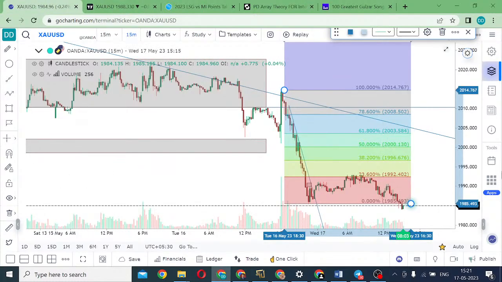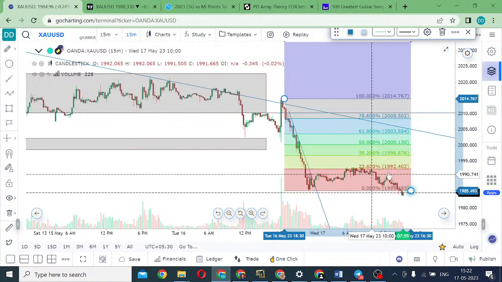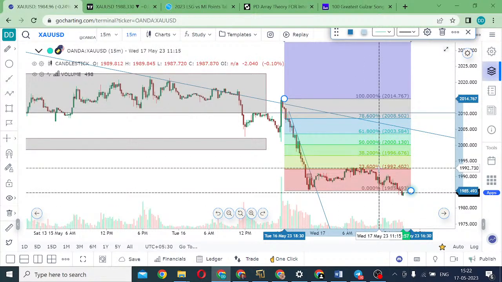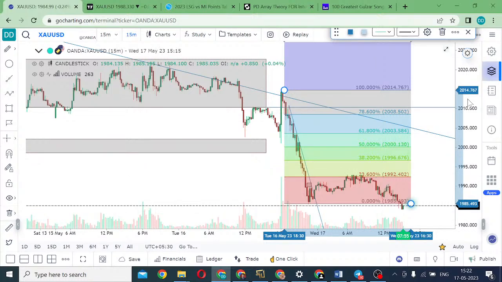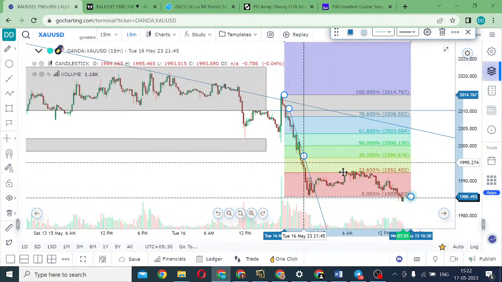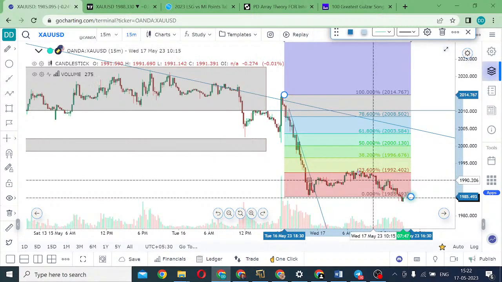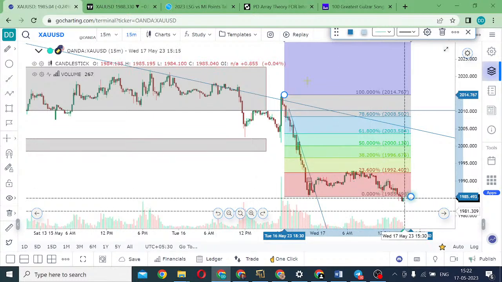People asked me gold, right? Gold, Jigar, I was clear. In some of the groups that I was a part of, I said whatever peaks it is making, it has to go and touch 1983, right? Now today Asia session, if you see, it started here, went up and came down. Yesterday also Asia was same.